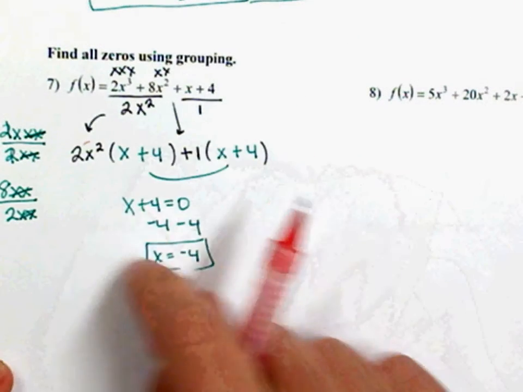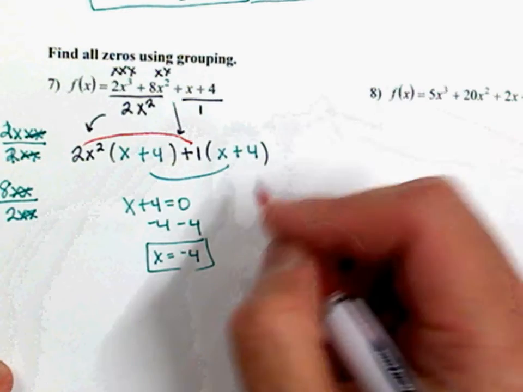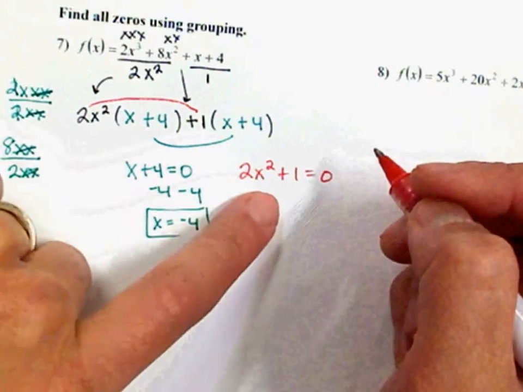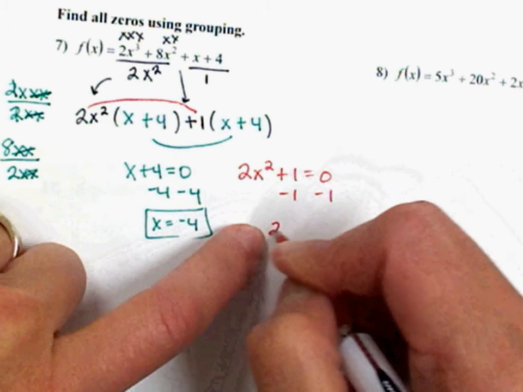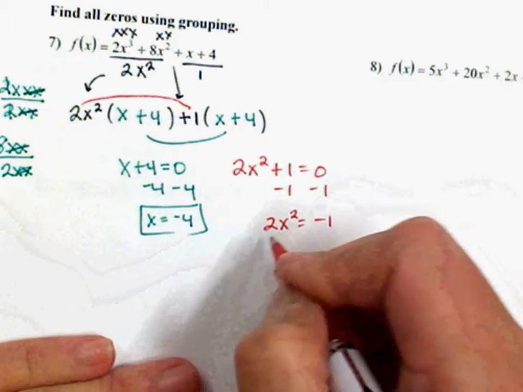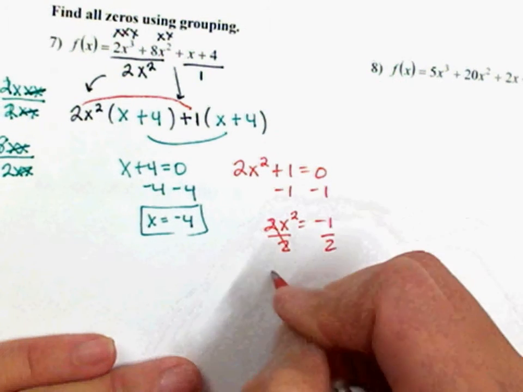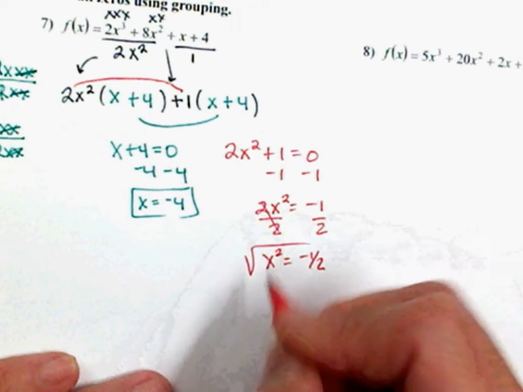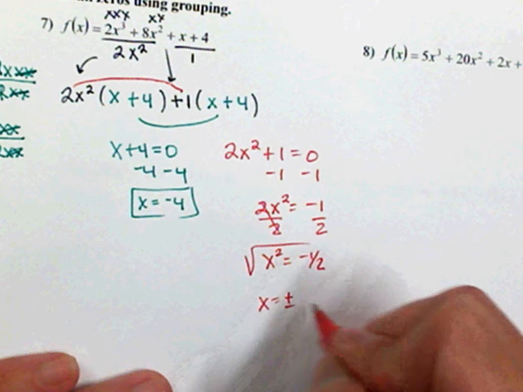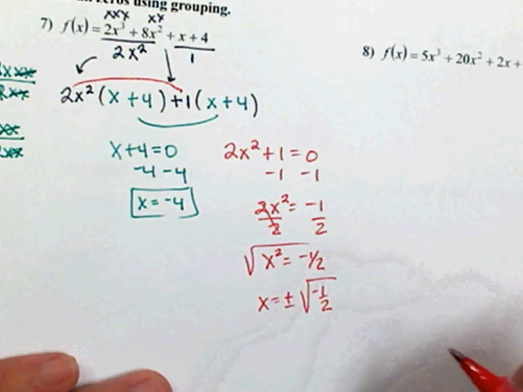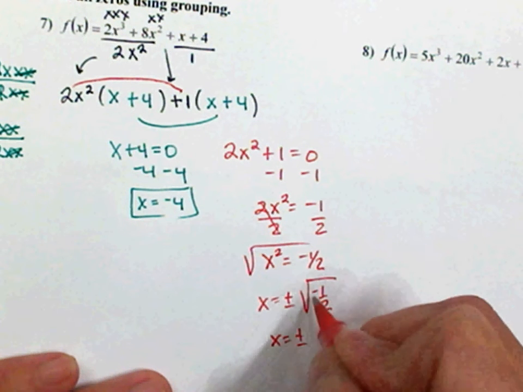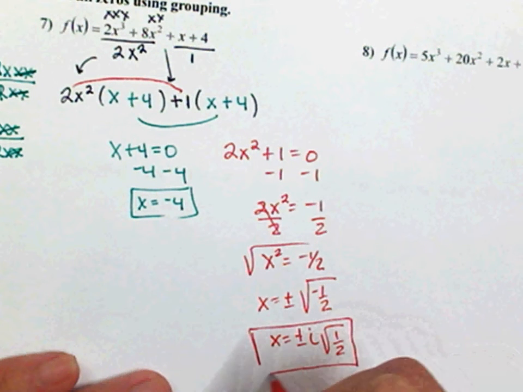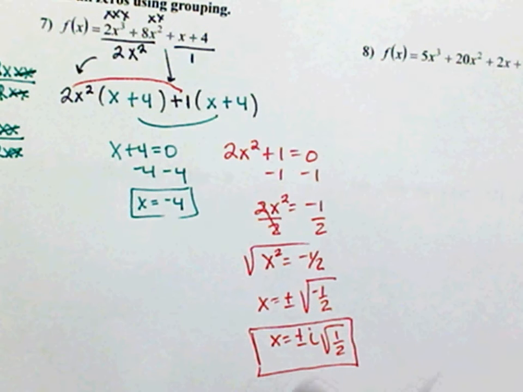See the grouping? I grouped the same together. See how these two are different? So 2x squared plus 1, set that equal to 0. Solve for x: minus 1, 2x squared equals negative 1, divide by 2. X squared equals negative 1 over 2. Take a square root. When you square root, you have 2 answers, plus or minus the square root of negative 1 over 2. That negative comes out as an i, and you have the square root of 1 over 2. You should rationalize this answer, but for now we're going to stop right there.